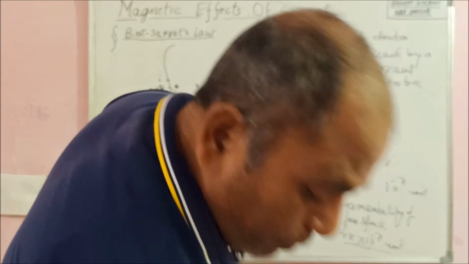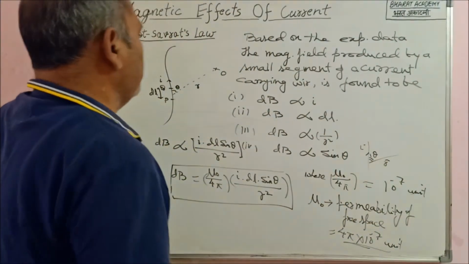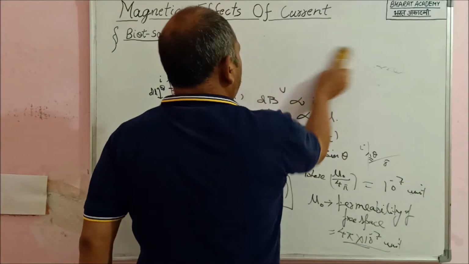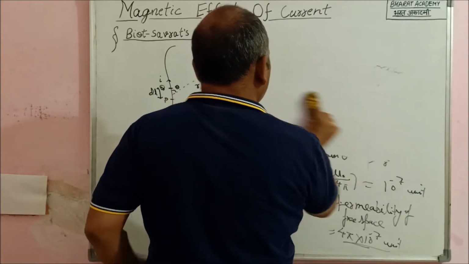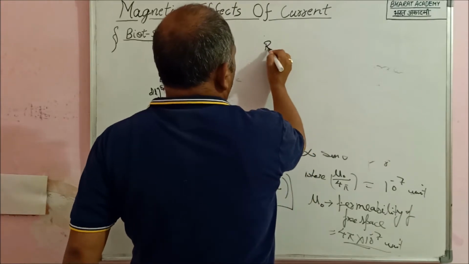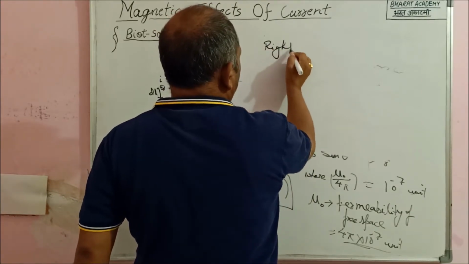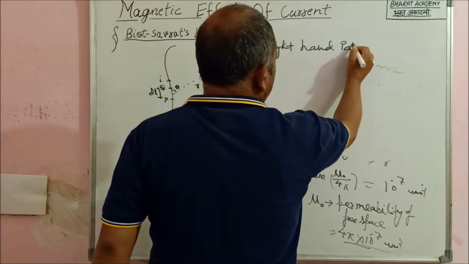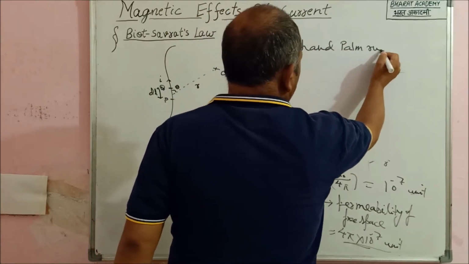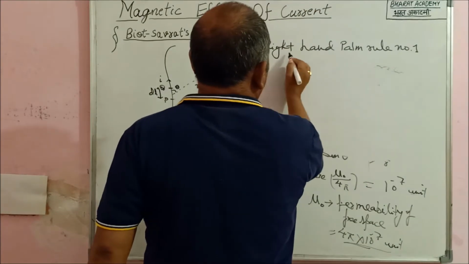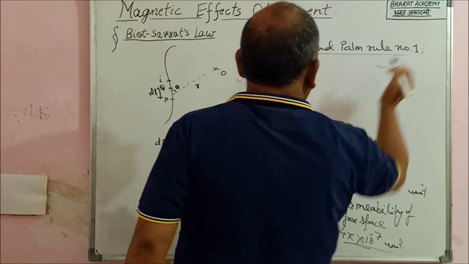So, how to find out the direction? This will give you the value, but how to find out the direction? In order to find out the direction of the field produced by a small segment of a current carrying wire, right hand palm rule number 1 is used. Remember, we have used this for the forces.